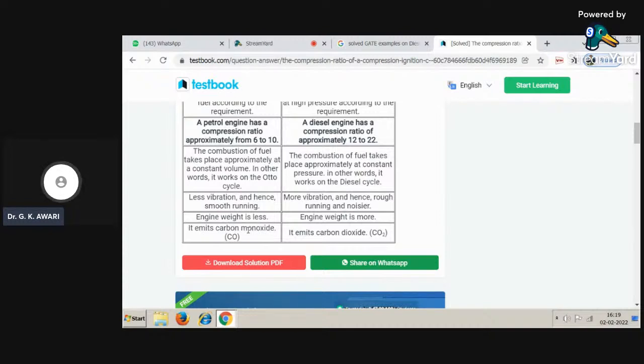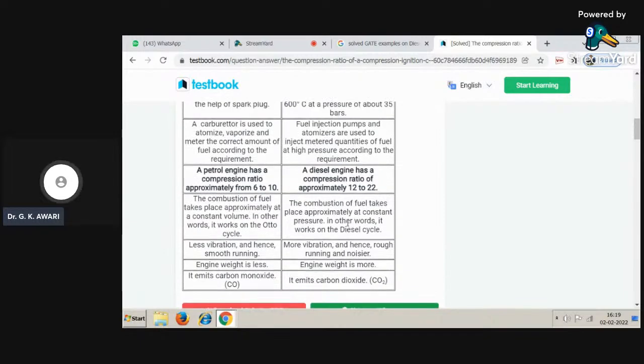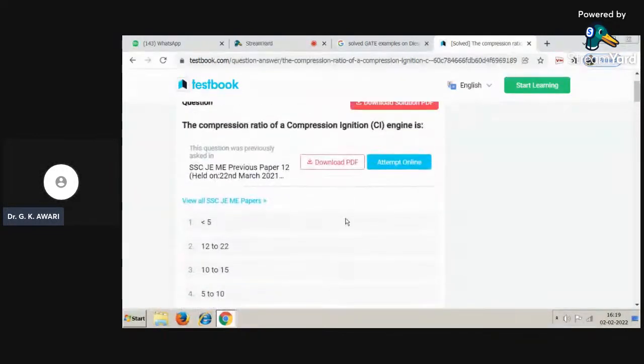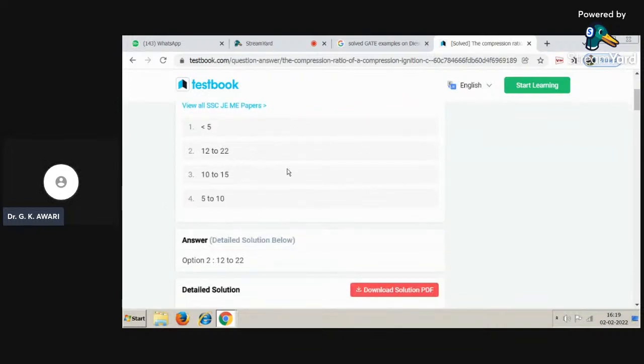In SI engines, meaning petrol engines, it emits carbon monoxide, whereas the CI engine emits carbon dioxide. So here, the compression ratio of a compression ignition engine is from 12 to 22.